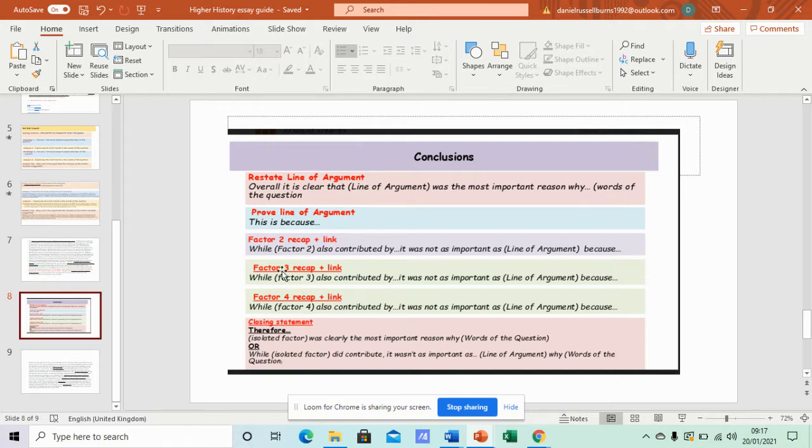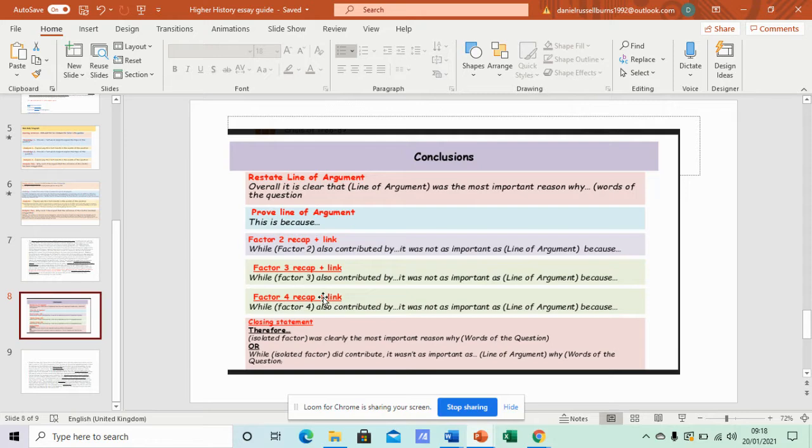While factor 2 also contributed, so you would take your second factor you've written in the essay, write down your analysis point, although it was not as important as the line of argument, because, so why was it not as important as the suffragists? Why was it not as important as the American Revolution? Because. While factor 3 also contributed, so you take your next paragraph, say why it was not as important as what your line of argument was, because. While factor 4 also contributed, it was not as important as the line of argument, because.